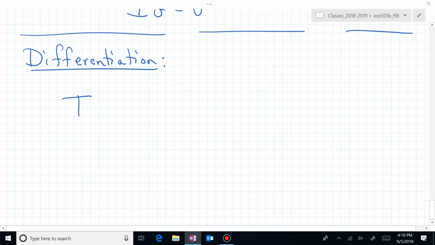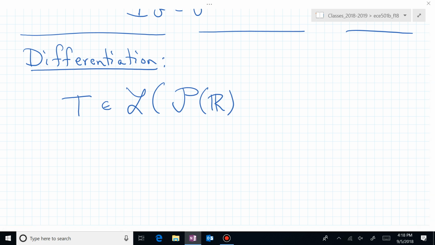So let's say T is our differentiation map, and that's now an element of L. And let's be a little bit more descriptive in the arguments of this L. The input space, let's say, is the set of all polynomials over the field of reals. That's what I mean now by script P of R. That's our V.